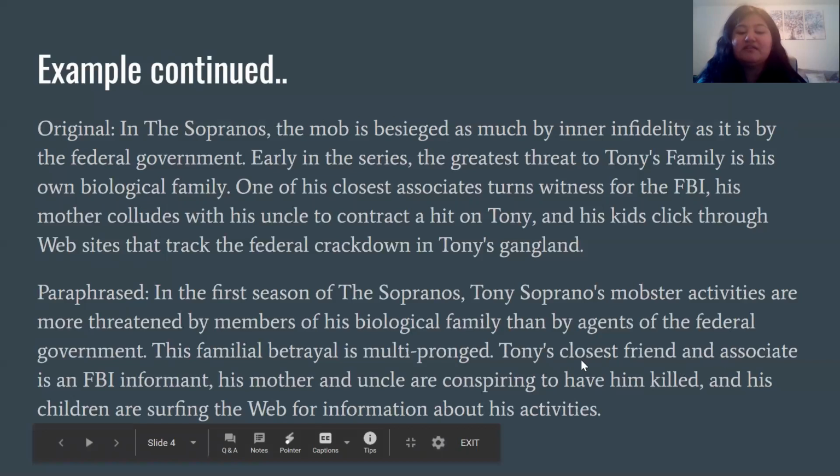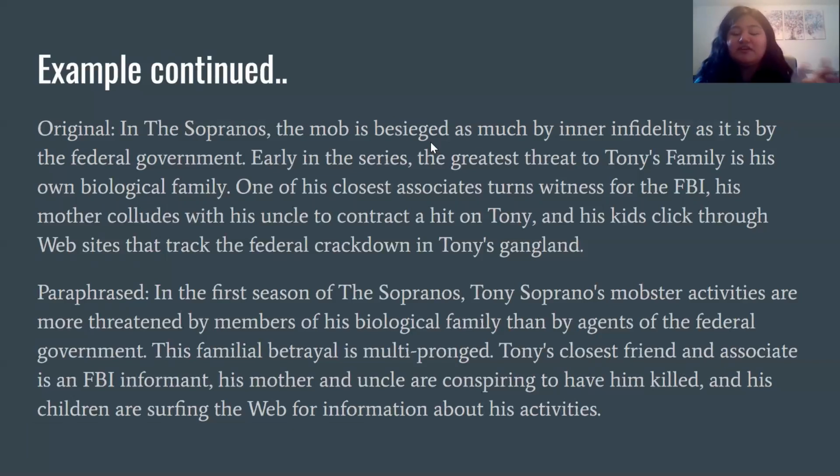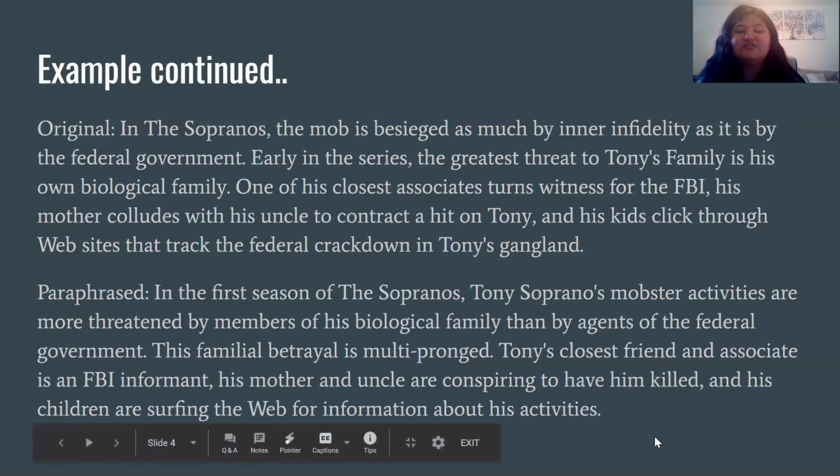So instead of talking about each person individually and what they're each doing, here at the end, they brought them all together: his closest friends and associates, his mom and uncle, and his children, and everything that they're doing.